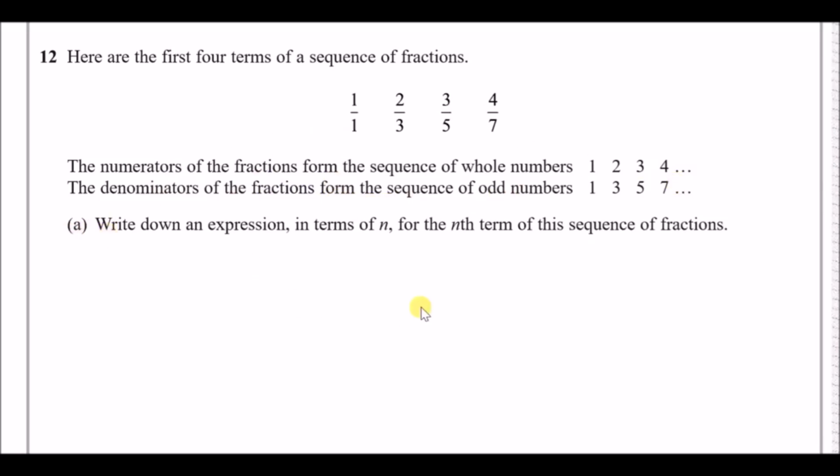Now A, write down an expression in terms of n for the nth term of the sequence of fractions.